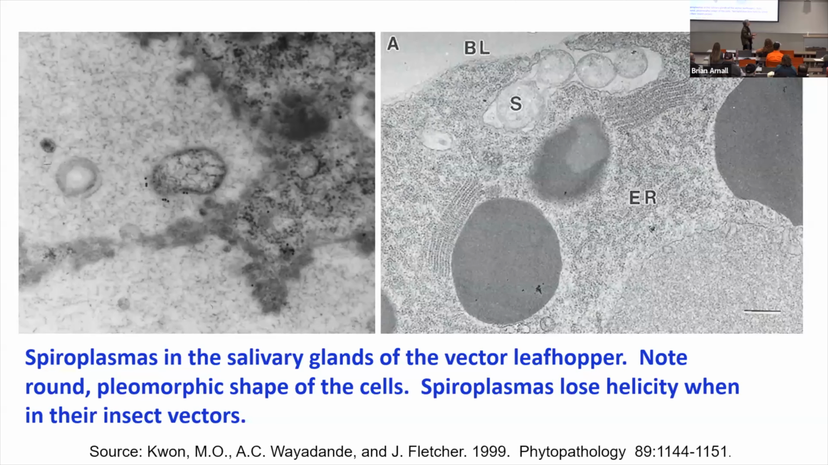And then later we were able to confirm spiroplasmas within their insect vectors. So this is an image within the salivary gland of a pleomorphic spiroplasma. They're not helical in the insect. They lose helicity. Here's one of them invading the salivary glands. These are spiroplasmas. So it's just kind of an interesting thing to demonstrate this.